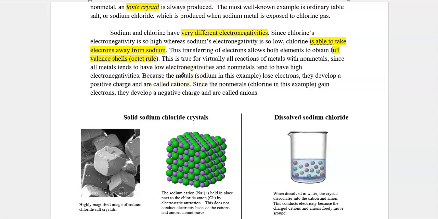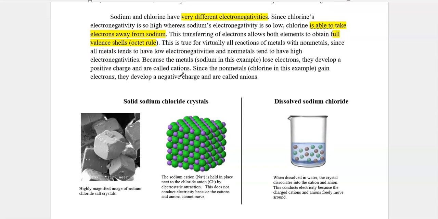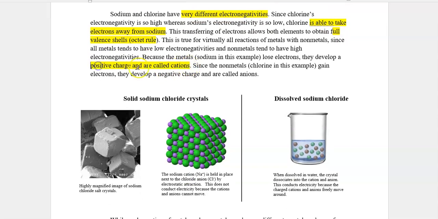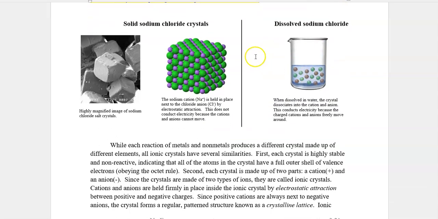Because the metals, sodium in this example, lose electrons, they develop a positive charge and are called cations. Since the nonmetals gain electrons, they develop a negative charge and are called anions. What's this diagram show? Highly magnified images of sodium chloride salt crystals. They look like sugar cubes or dice or something. The sodium cation Na+ is held in place next to the chloride anion Cl- by electrostatic attraction. This does not conduct electricity because the cations and anions cannot move.